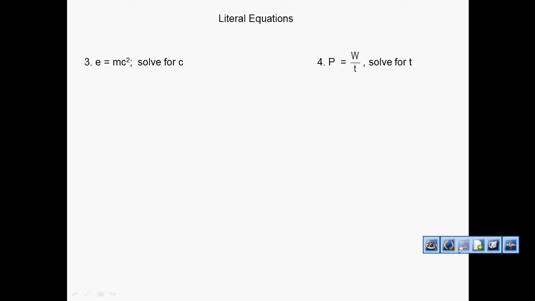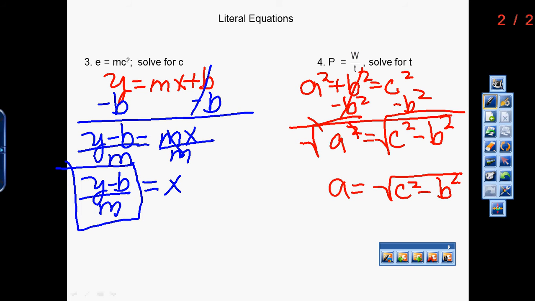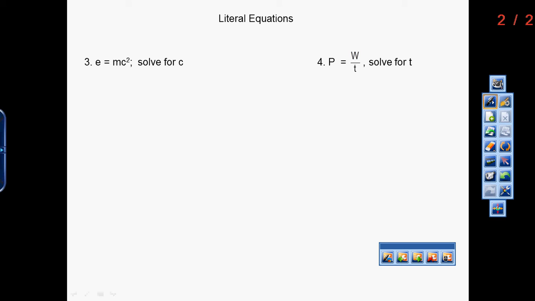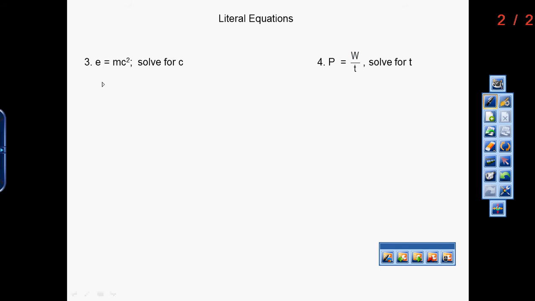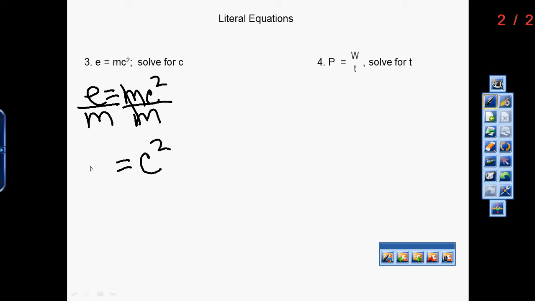So here they're asking me to solve, let me clear this right quick, to solve for c in this case. So in order to solve for c, I have to recognize what's over there with the c. In this case, I have the m. So what I'm going to do is take e equals mc squared, and I'm going to have to divide because this operation here is multiplication. So I'm going to have to divide both sides by m. Once I divide both sides by m, I'm left with c squared equals e over m.